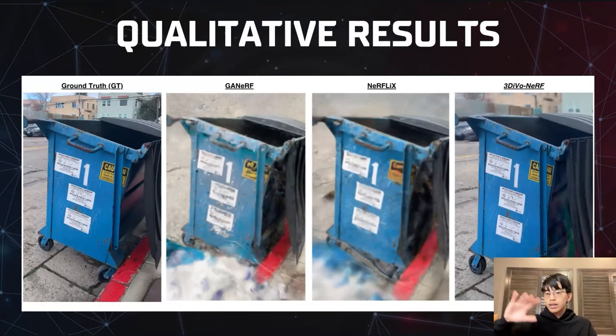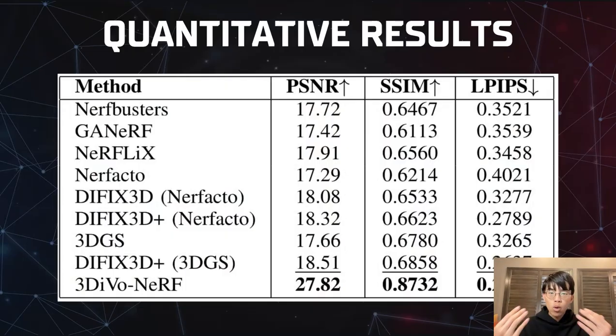So on the left-hand side, you have the ground truth, which is what the image should look like at that area. GANNERF and NERFLIX in the middle are two of the current models, and I'm comparing those to 3Devo Nerf. Qualitatively, you can see that 3Devo Nerf is a lot better quality than GANNERF and NERFLIX, which is good because we're beating what's currently out there. So here are some qualitative results. Now here are some quantitative results.